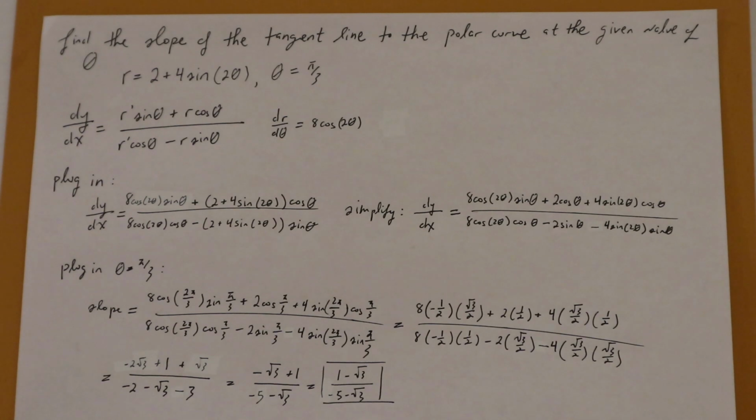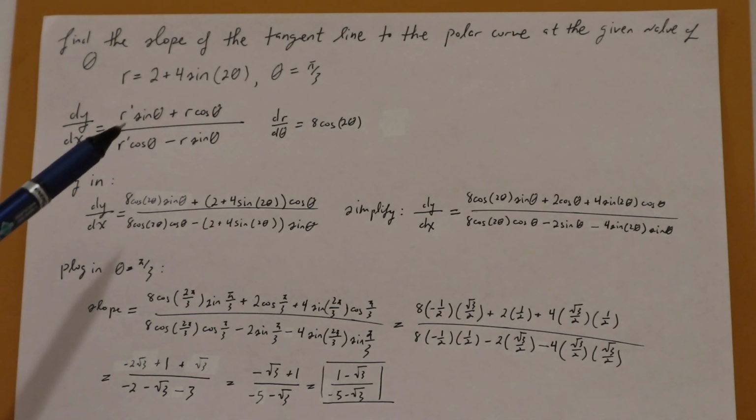So finding the slope in parametric, polar, or vector equations should be done using the equation for dy over dx. So for polar equations, the equation for dy over dx is r prime sine theta plus r cosine theta all over r prime cosine theta minus r sine theta. So the derivative of r, or r prime, is 8 cosine of 2 theta by the chain rule.